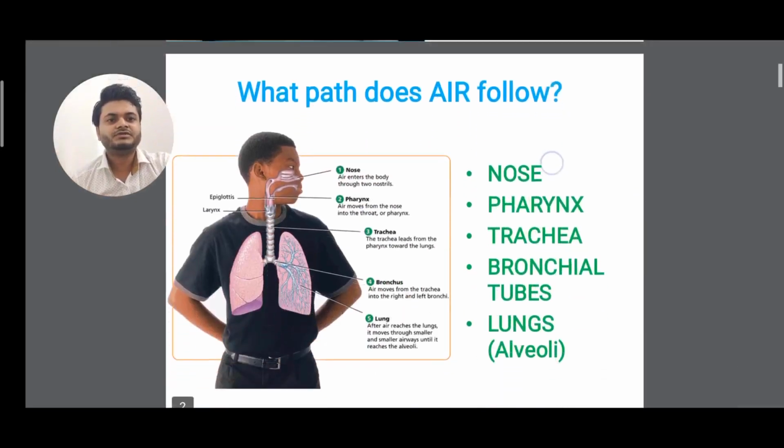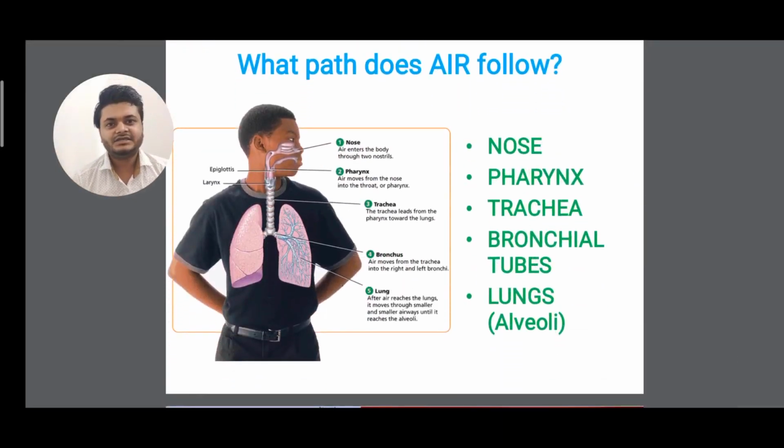So now see what are the paths it follows. Clear? In the respiratory system, what are the components it has, or what are the parts it has, and what path does it follow. So we see from the nose, followed by pharynx, then trachea, bronchial tubes, and lungs. Within lungs, the smallest unit of lungs is alveoli, where exchange of gases takes place. That means we take in oxygen and give out carbon dioxide. Clear?